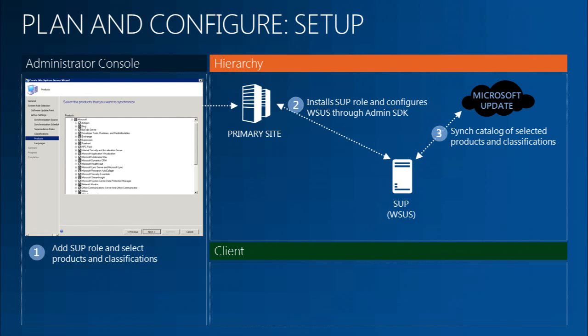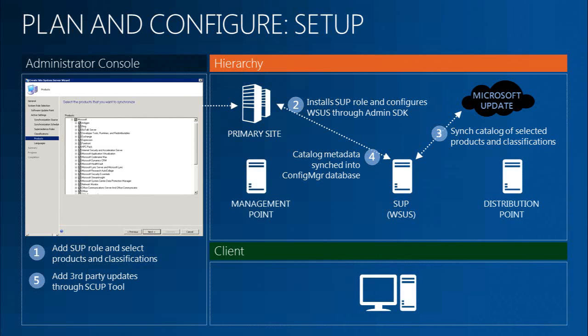But if you get everything synced up with WSUS and you let it sync with Microsoft Update, it gets the latest catalog. Then when you select those in properties, that next sync will bring everything that you intended down into your software update catalog in Configuration Manager. So the catalog metadata, after it's brought down from Microsoft Update, is synced into the Configuration Manager database as CIs, or configuration items. And that's pretty much it on this page, other than step 5 on the bottom left: this is also the point at which you could add third-party updates through the System Center Updates Publisher tool as well.